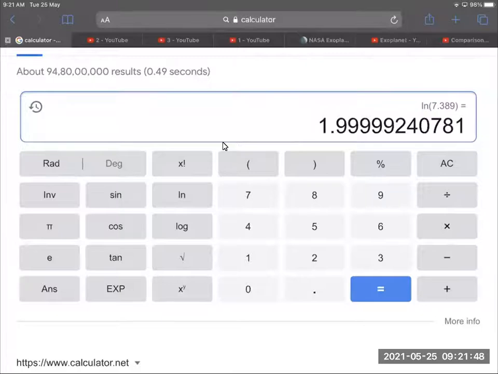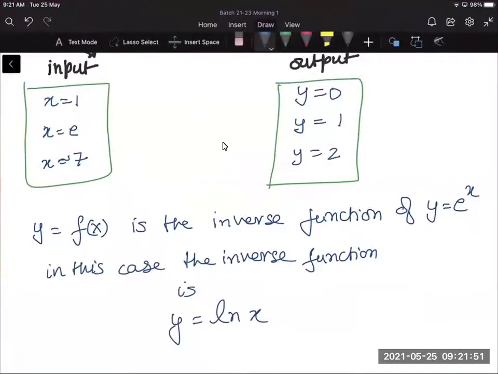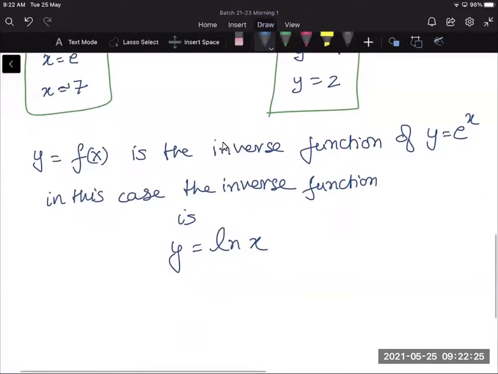So ln, natural log, is the inverse of e raised to the power x, right? Now you may ask the question, why is it called natural log? There is a very nice video of this on YouTube by 3Blue1Brown, right? I will use many of his videos for you guys also. If you look, why is natural log called natural log? Very nice video.